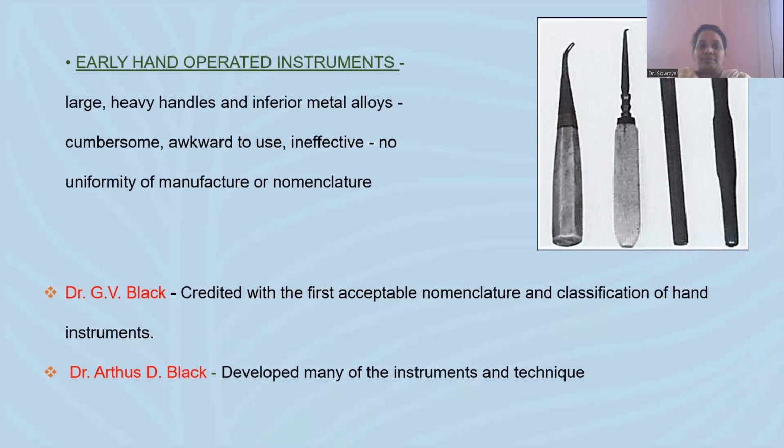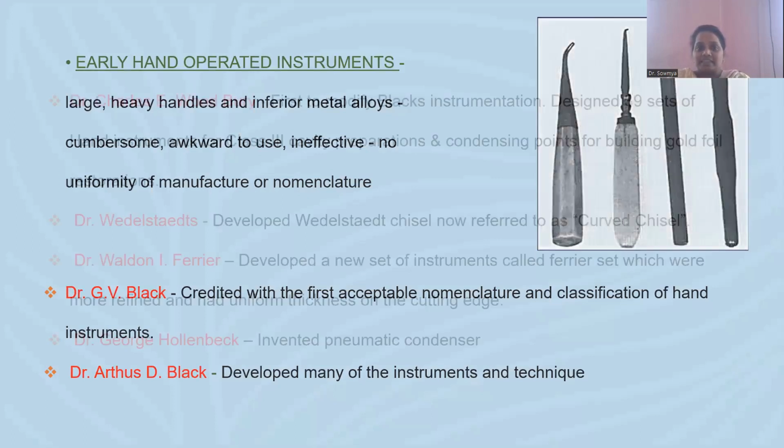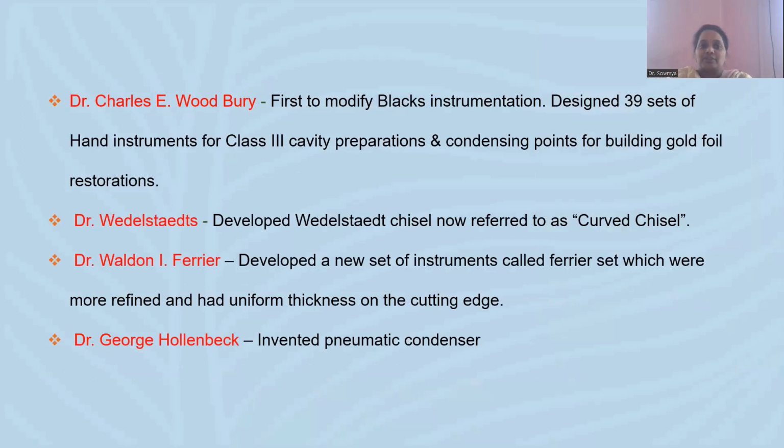Later, Dr. G.V. Black was the first person credited with the first acceptable nomenclature and classification of hand instruments. Dr. Arthur D. Black developed many of the instruments and techniques. Next, coming to Dr. Charles E. Woodbury, first to modify Black's instrumentation, he designed 39 sets of hand instruments for class 3 cavity preparation and condensing points for building gold foil restorations.